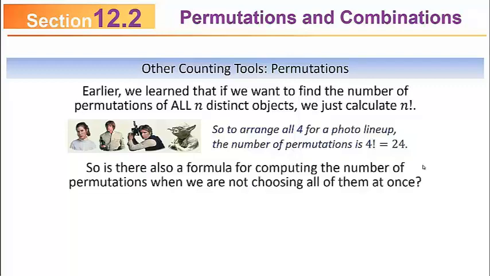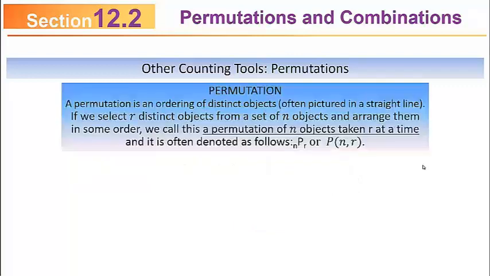as I mentioned. The question is, is there also a formula if you don't take all of them at once? And the answer turns out to be, lucky for us, yes, there is. And here's what we need. A permutation is an ordering of distinct objects. You often think of them as being in a straight line.